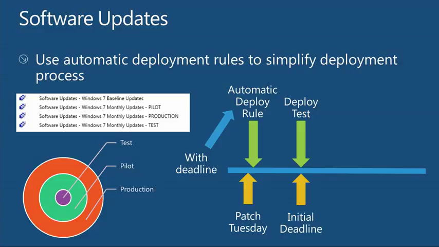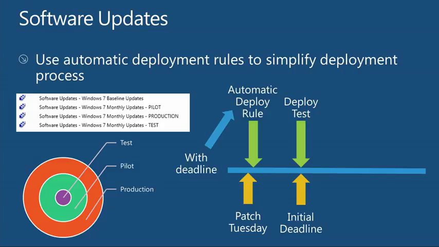So the automatic deployment rule will automatically assign the patches to this deploy to test, or in this case the Windows 7 monthly updates test. Then what you do, once you're happy, you go into the software update group, you go into the properties, and you just change the collection that it's pointing to. So if it's pointing to software updates Windows monthly updates test, you just change it to pilot. And then all of a sudden, all the machines that are in the pilot group will start getting the patches. And then once you're happy that the pilot's fine, then you just change that same software update group to production, and then all your machines will start getting it.